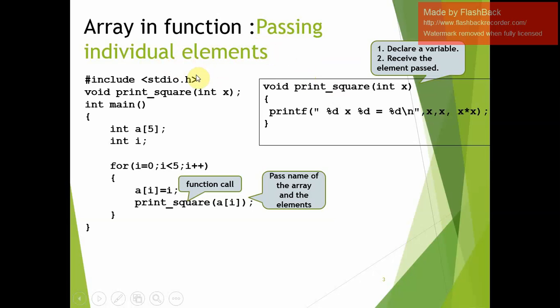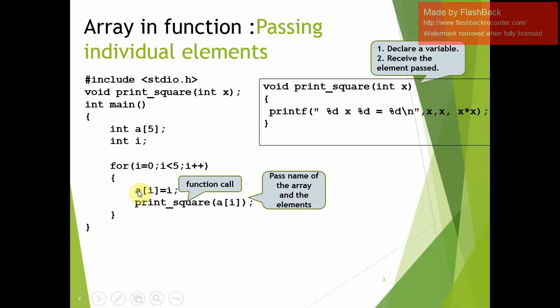So let's read these functions. We have one function prototype here named print square that has one parameter named x. Inside the main function, we have one array named a that the size is 5. Now you do the looping.